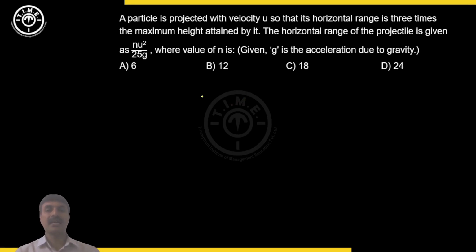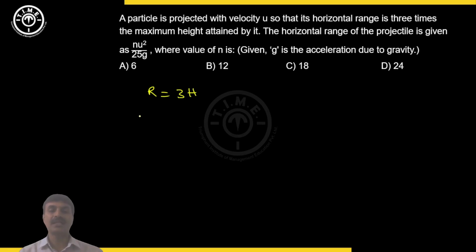See, this question appeared in the previous JEE. A particle is projected with a velocity u so that its horizontal range is 3 times the maximum height attained by it. The horizontal range of the projectile is given as n u square by 25g. What is the value of n?